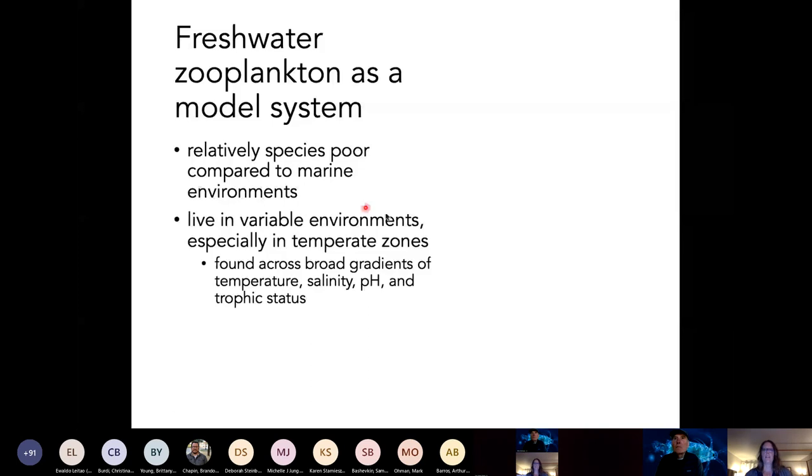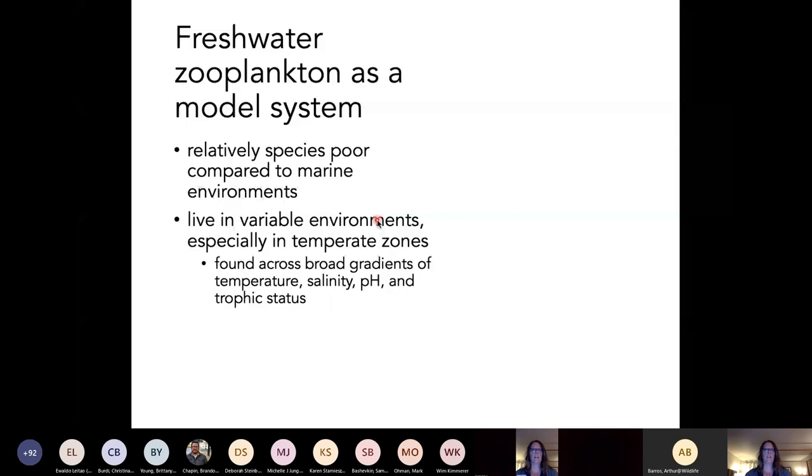They tend to live in pretty variable environments. Certainly when we compare to marine environments, that is true. Maybe less true of estuaries that have a lot of dynamic environments. But we see freshwater plankton across really broad gradients of temperature, salinity, pH, and trophic status, as well as variable environments within a water body.